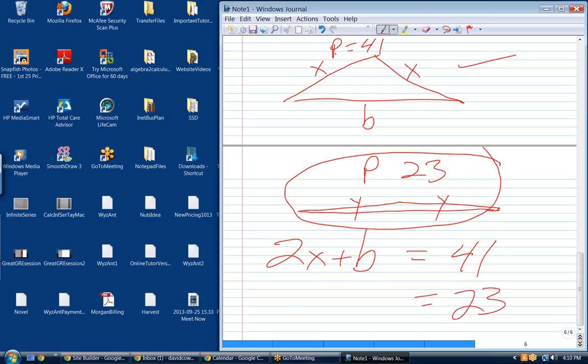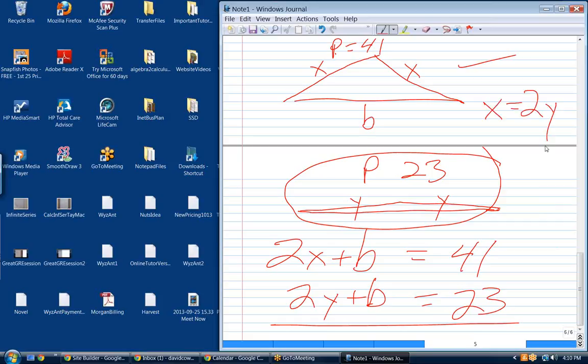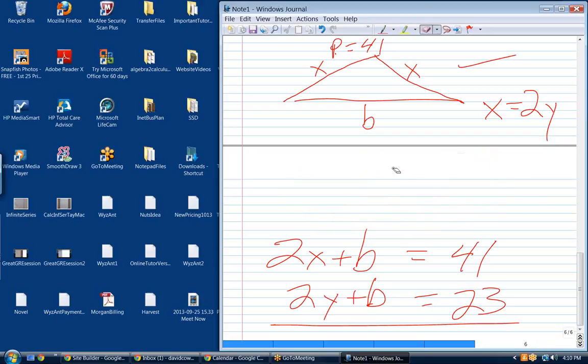In this picture down here, what equation do I get? You get 23 is equal to 2y plus b. What was the other piece of information that I didn't write down? That the legs of one triangle are twice as long as the legs of the other. So that translates to x equals 2y, correct? Okay, so there's a third equation: x equals 2y. Now notice we have 3 equations and 3 unknowns.